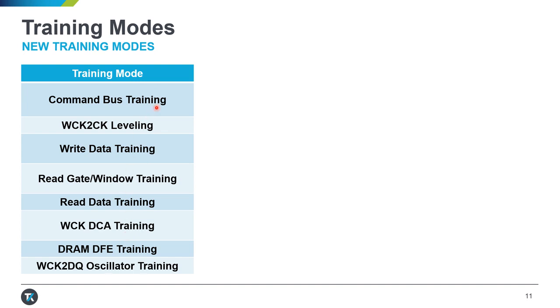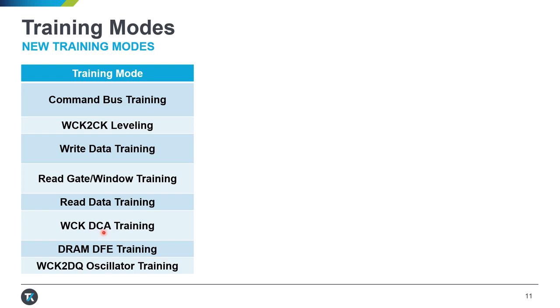A lot of these trainings are exactly similar to what we had in LPDDR4, like command bus training, write leveling, read and write data training, read window training, and so on and so forth. But there are a couple of new trainings which are very specific to LPDDR5. One of them is WCK DCA training.